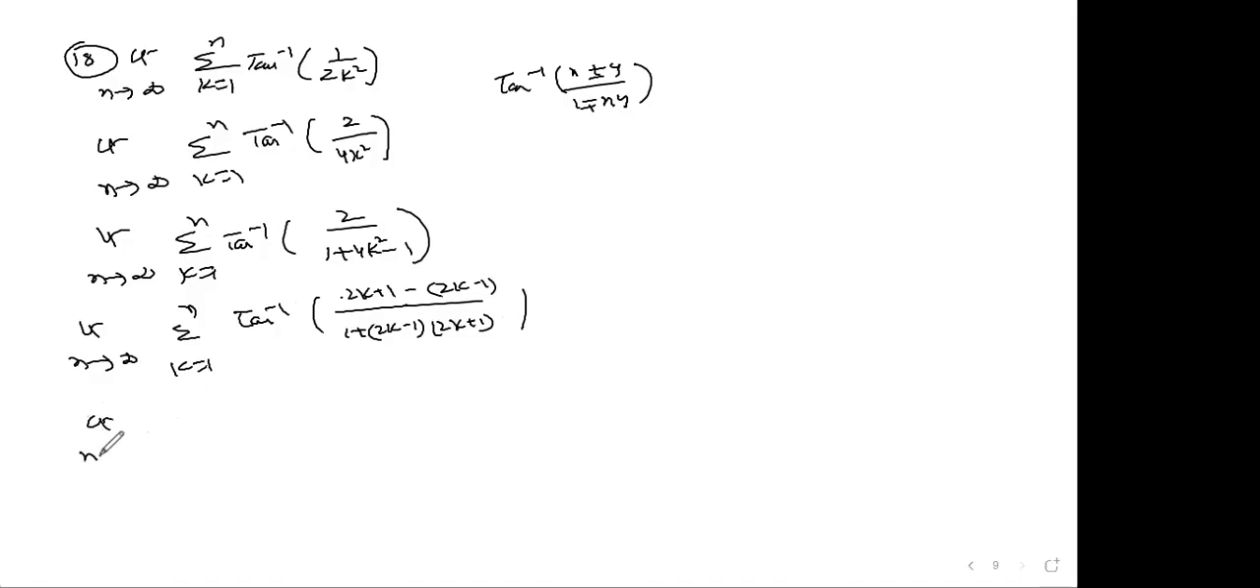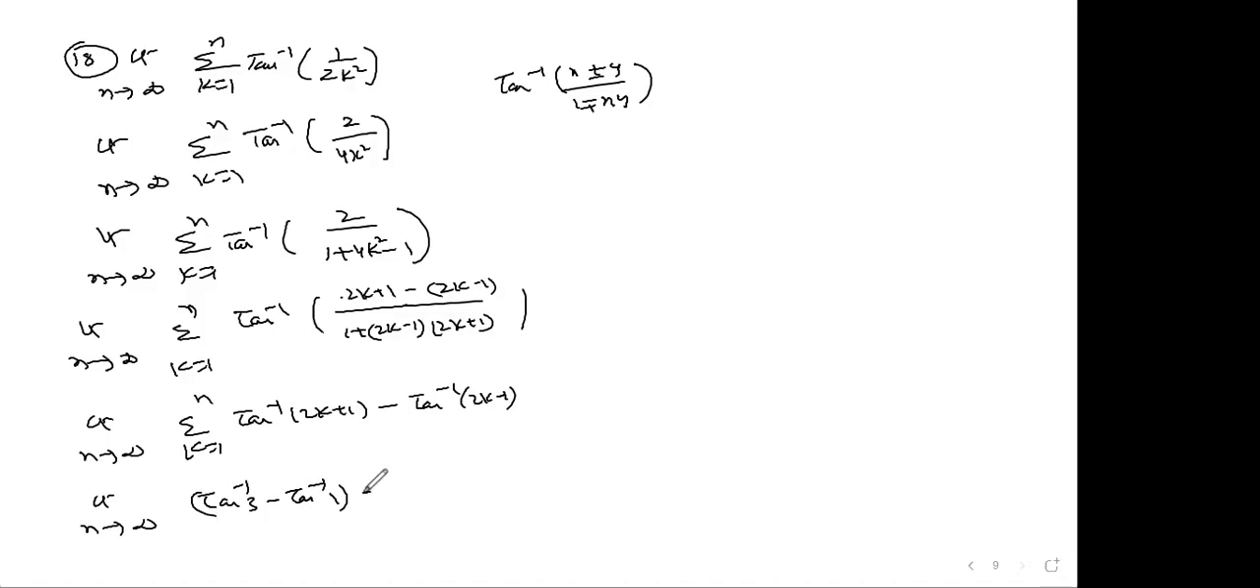So finally, limit n tends to infinity, sigma k is equal to 1 to n, tan inverse of 2k plus 1 minus tan inverse of 2k minus 1. If you substitute the k values, you will get what, Nana? It will be like this: tan inverse 3 minus tan inverse 1, plus tan inverse 5 minus tan inverse 3. And the last one, I'm writing here, plus tan inverse 2n plus 1 minus tan inverse 2n minus 1.